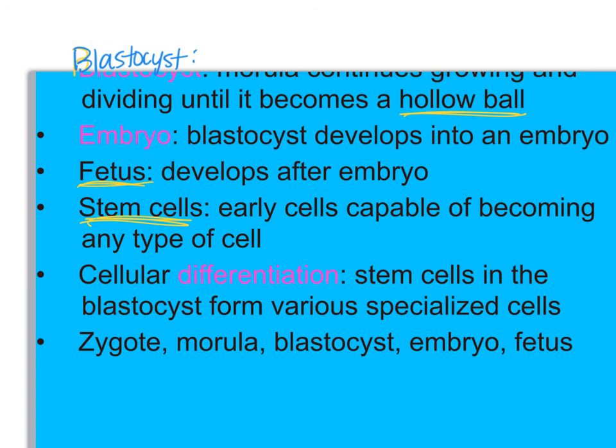Anyway, so cellular differentiation is when those stem cells become a liver or a heart or a brain or lung cell. So I don't know if you know this or not, but the heart usually starts beating at around 6 weeks pregnant.